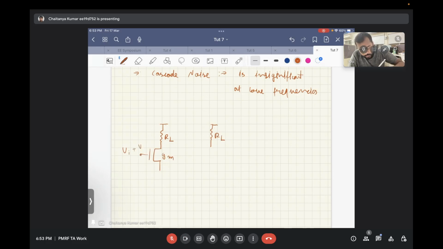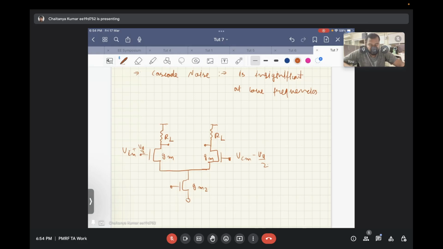GM, and this gives us VI plus, so V common mode plus VD by 2. We have some GM2 over here. We have GM, V common mode minus VD by 2. So this is the differential pair equivalent of the common source amplifier that we saw.